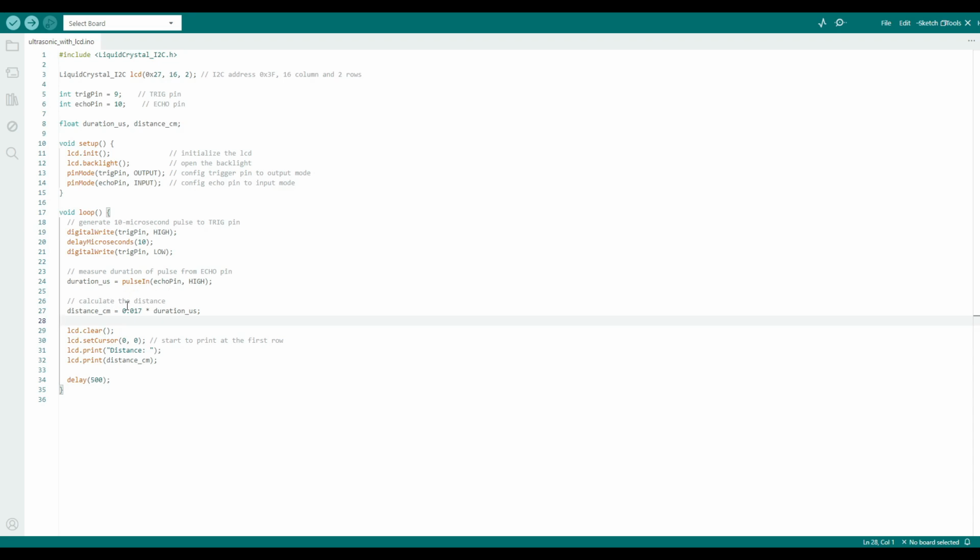Here we calculate the distance. The distance equals duration times 0.07. Here the LCD will clear, and then LCD set cursor. It will start to print on the first row, which is the distance, and then delay for 500. So that's all.